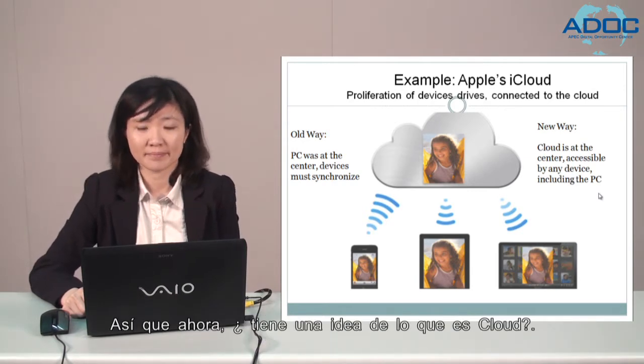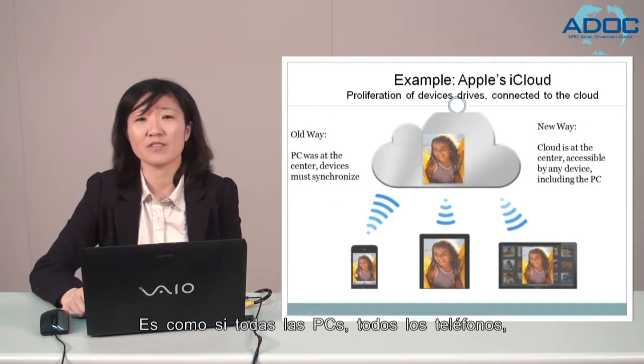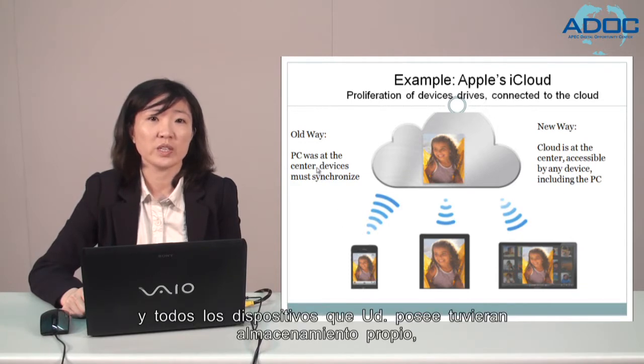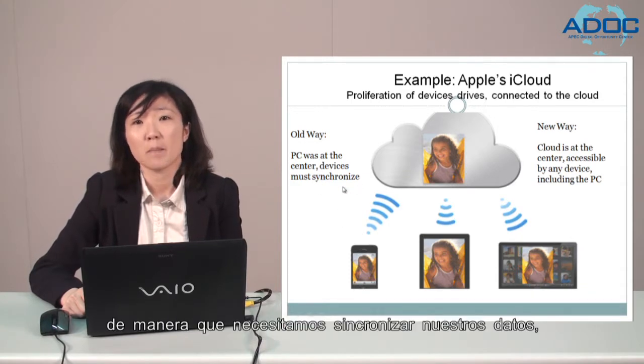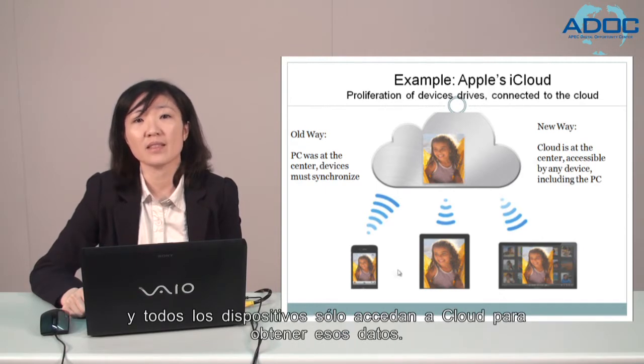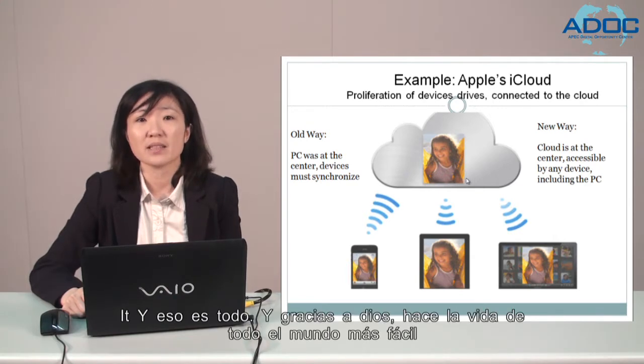So now, did you get a feel of cloud? It's like every PC, every phone, every device you have has its own storage, so we need to synchronize our data. But now we all put data in the cloud. The cloud is at the center, and every device just accesses the cloud to get the data. And that's it. It makes everyone's life easier. Thank God.